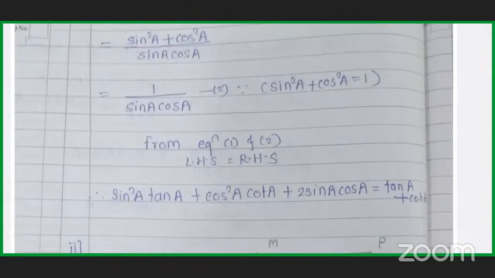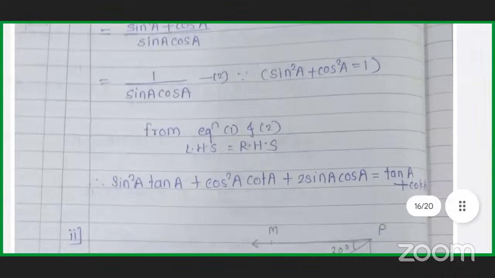Sin square A into tan A plus cos square A into cot A plus 2 sin A cos A is equal to tan A plus cot A. We have easily proved that. Then focus on the second question. It is an application of trigonometry. So just read the question carefully.